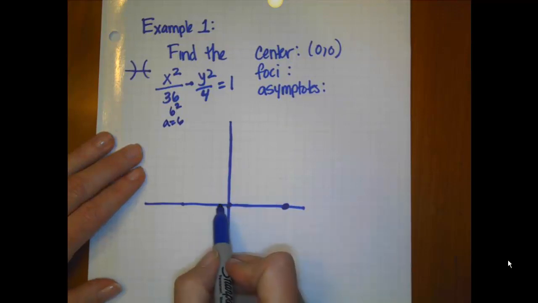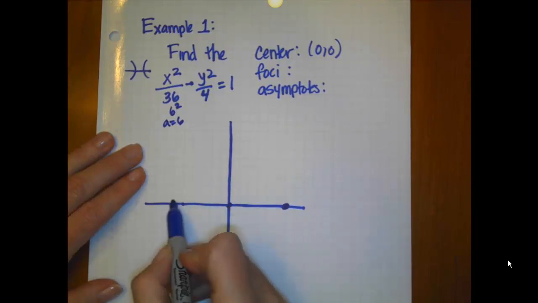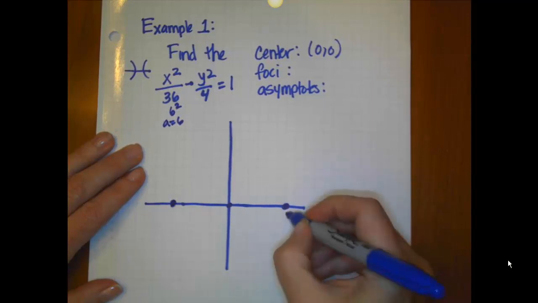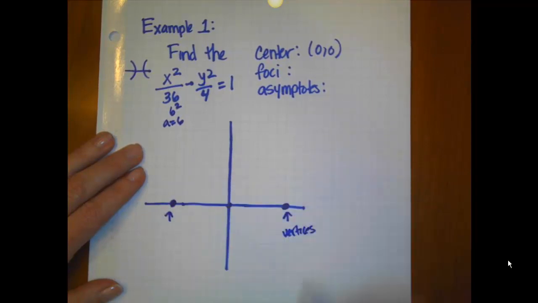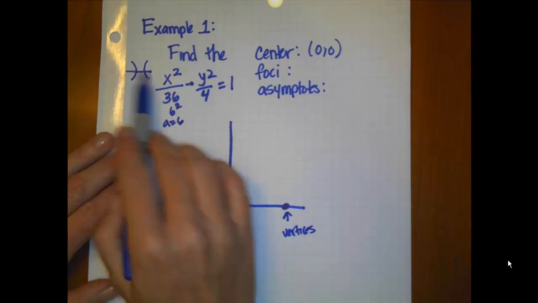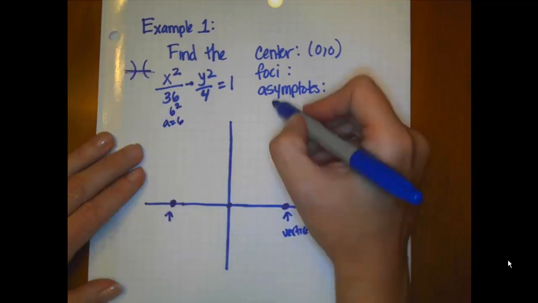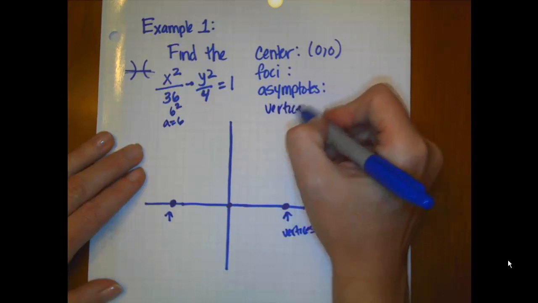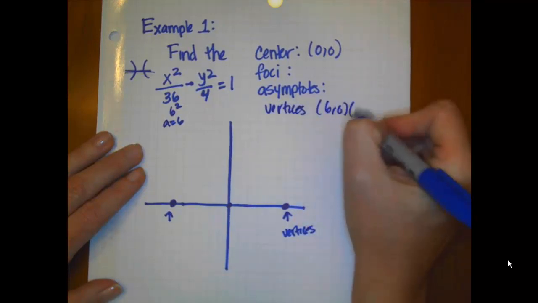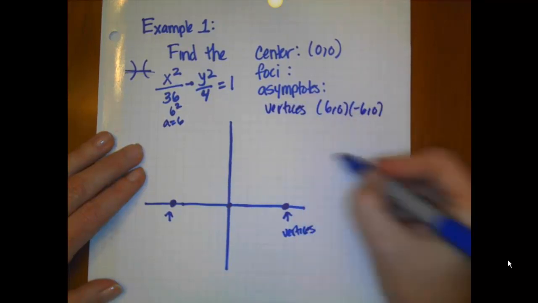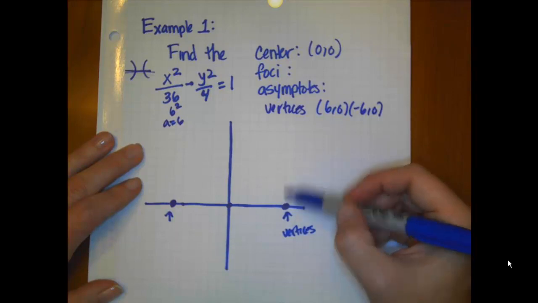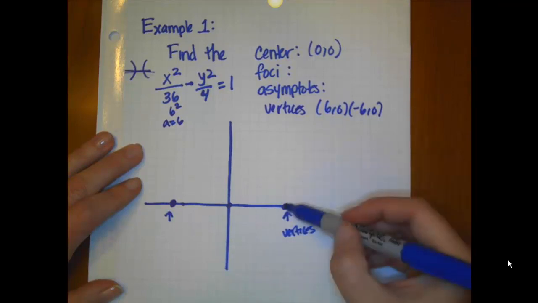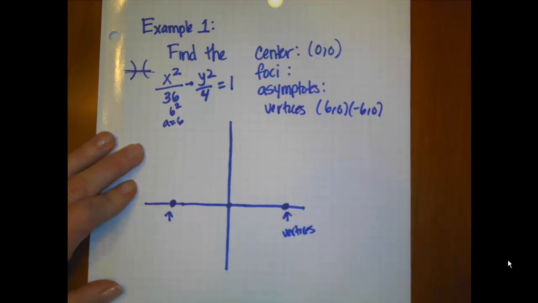All right, so I have 1, 2, 3, 4, 5, 6 in this direction. These are going to be the vertices of my hyperbola, because I know that I have a horizontal transverse axis. So my vertices are going to be (6, 0) and (negative 6, 0). And these are going to go out left and right, but I need to make sure that I have an accurate graph so I know how wide or how narrow to draw those branches.